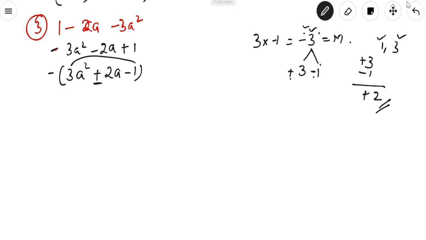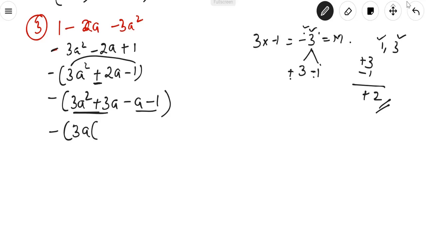Okay, so we'll write an equation here. So minus 3a square plus 3a minus a minus 1. Now I'm going to group this and this, and this and this. So minus, as it is, I'm going to write. What is the common in these two terms? 3a is common. So if I take 3a outside, what is left? A plus 1, because in this I have taken 3a outside. So minus, I'm going to take outside. So minus into 1. What is left? Minus I have taken out, so this becomes plus a and plus 1.